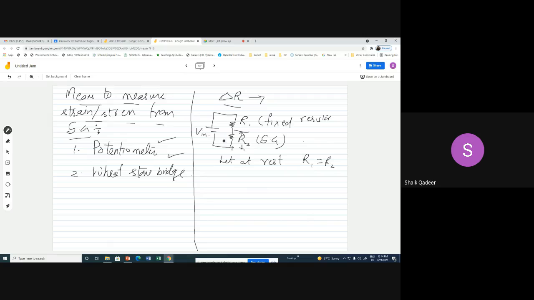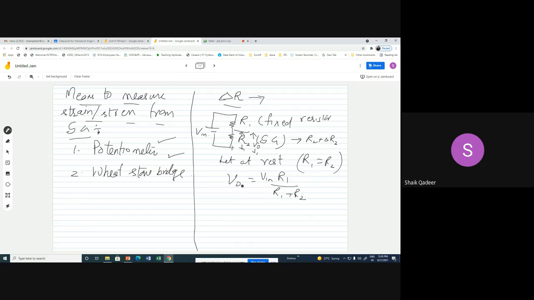But this R2 changes when strain is applied, making it different, right? So when strain is applied, what happens? This R2 becomes R2 plus delta R2, a small variation in R2, right? It moves from R2 to R2 plus delta R2. At rest, it is like this. And how about the voltage measured at the output across R2, according to the voltage division rule? It is V into R1 divided by R1 plus R2, right?